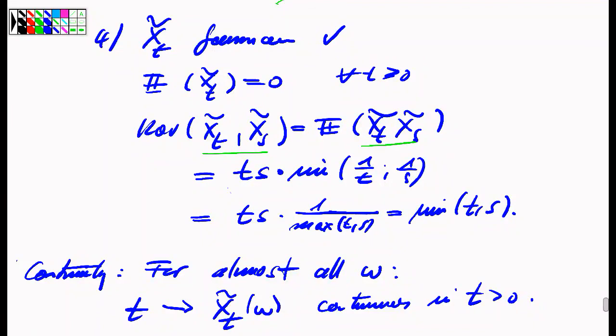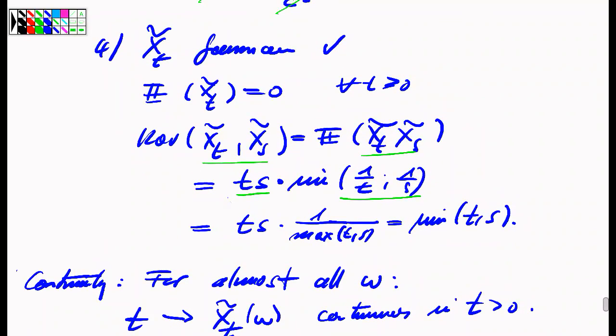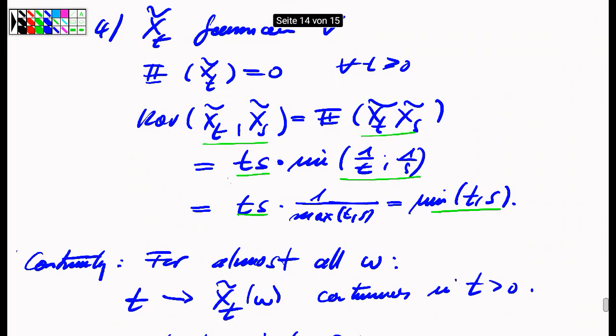product of these two x tilde processes for these two different times. By the construction of x_t tilde and x_s tilde, this is t times s as the product of the two factors, times the minimum of 1 over t and 1 over s, which is, of course, 1 over the maximum of t and s. So if the inverse of this is multiplied with t times s, what remains is the minimum of t and s.